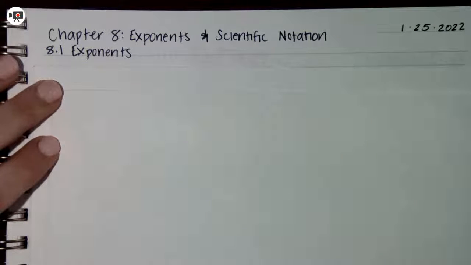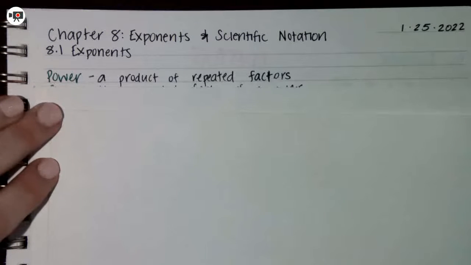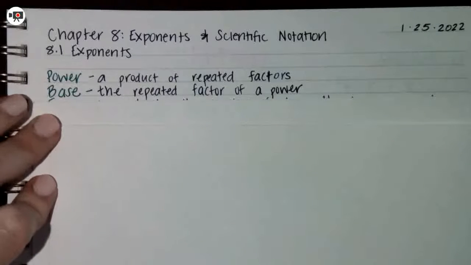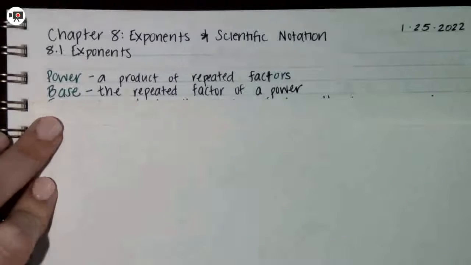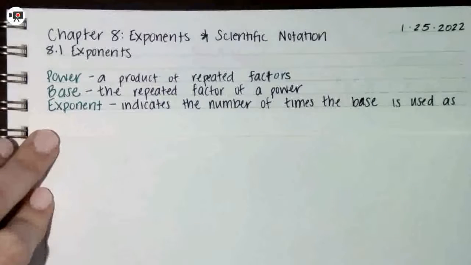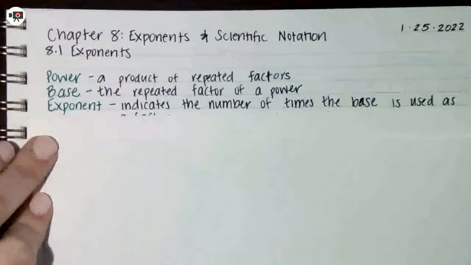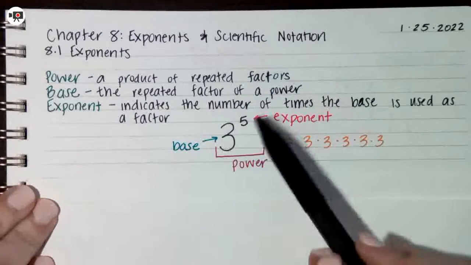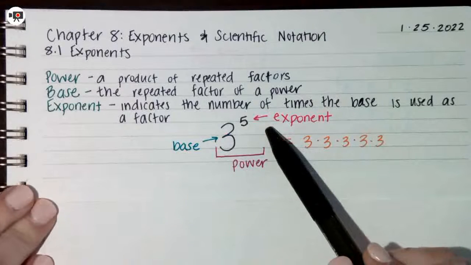8.1 is about exponents. So a power is a product of repeated factors. A base is the repeated factor of a power. So the base is what is being repeated. And the exponent shows how many times the base is used as a factor. So we can see this whole thing is called a power.